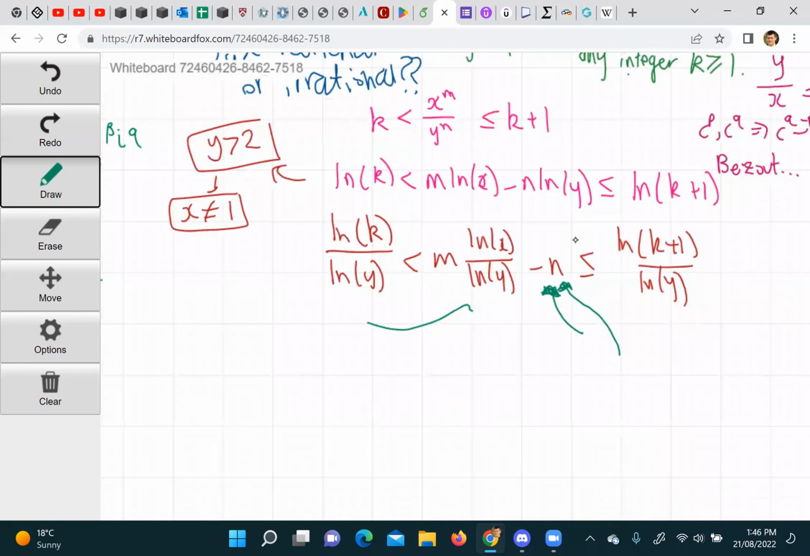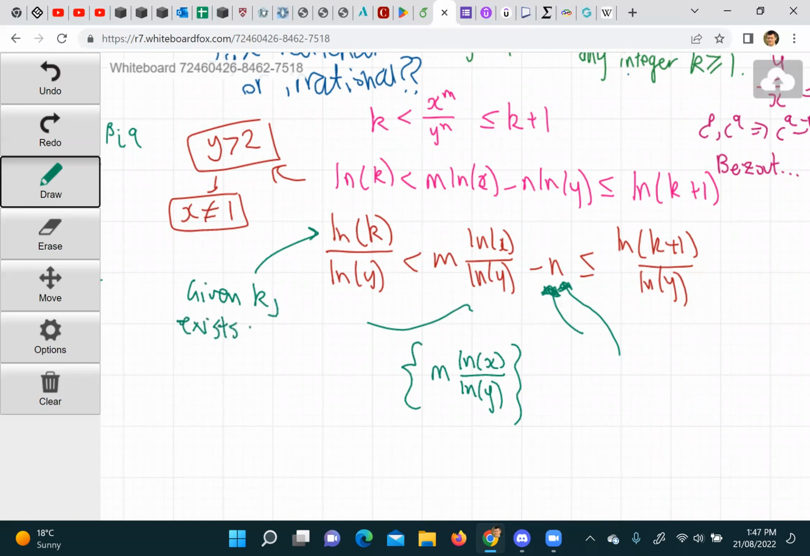Which means either or. The only thing that matters is the fractional part of that. Are we assuming we have this k? We don't have k. So this is saying, given a fixed k, there exists m and n. We're trying to show that no matter what k is, there exist m and n such that the original x log x over y is between those things.